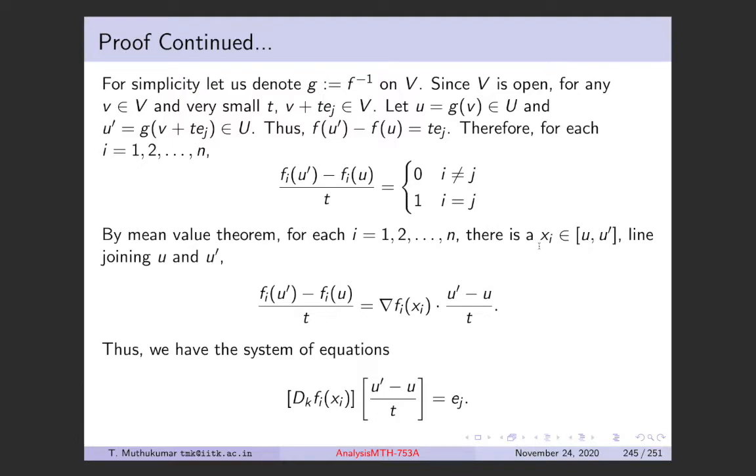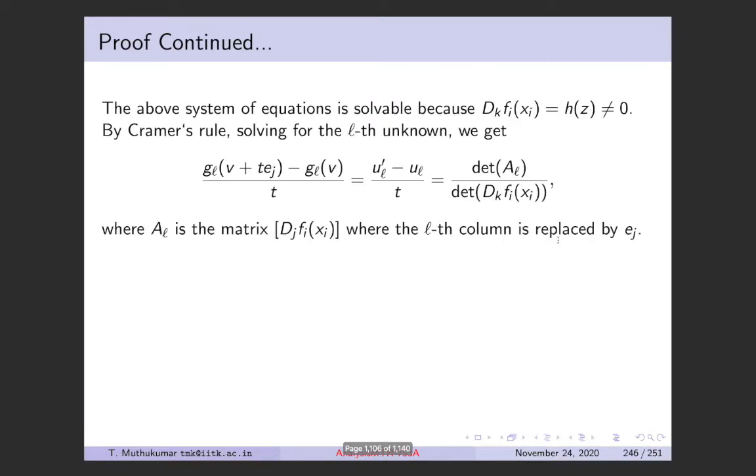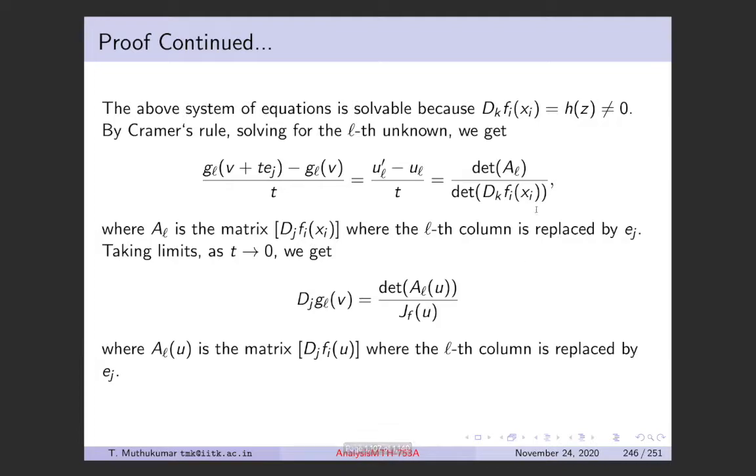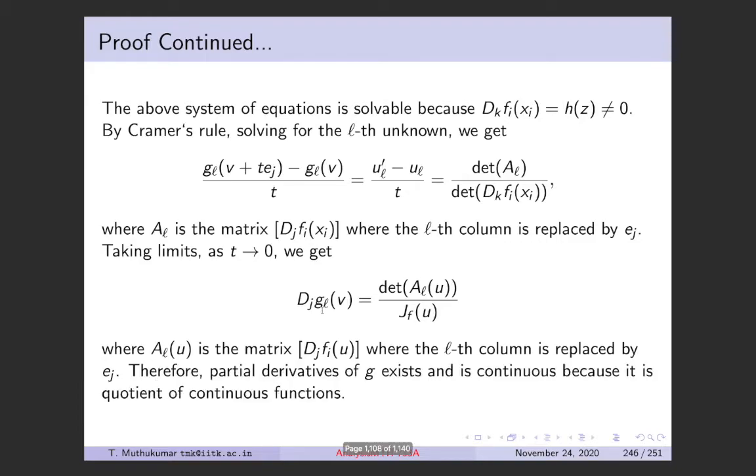I mean, this xi is coming from here, and this xi will also move towards u. So when the limit of t going to 0, whatever we have here becomes the al. So alu is this matrix where you evaluate this matrix at not xi but at u, where the Lth column is replaced by ej. And here determinant xi will be replaced with u, so this is nothing but jf of u. So this is the formula that you get for the jth partial derivatives of gl.